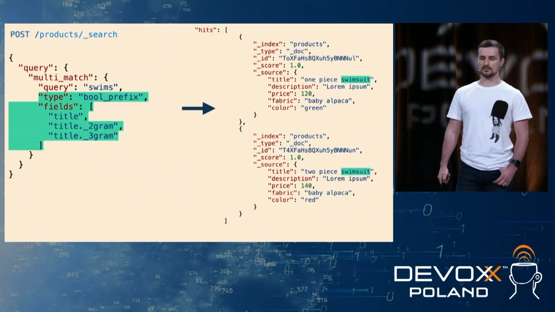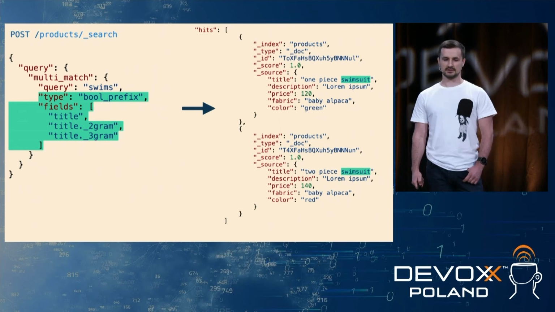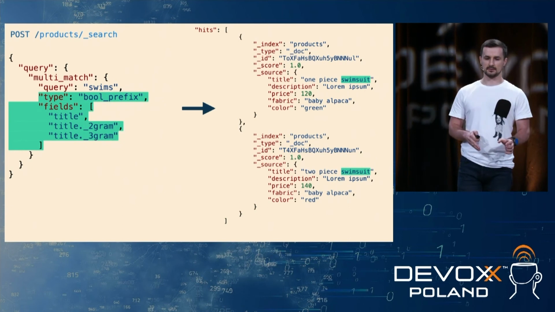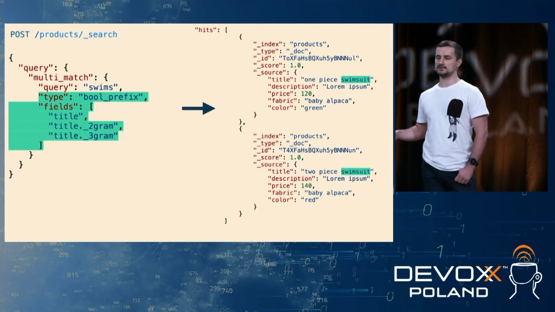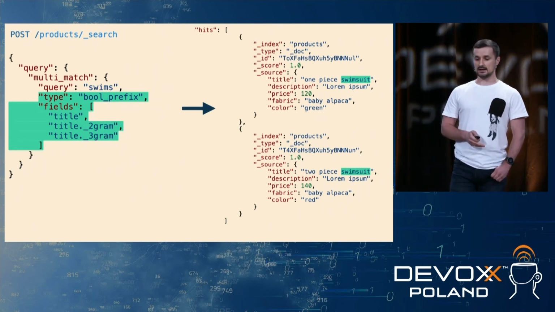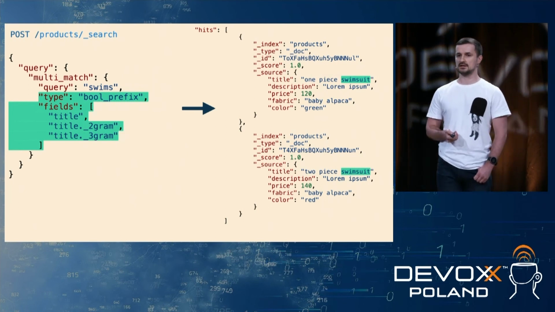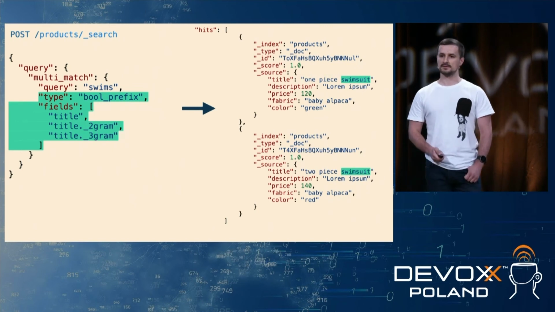All right, so we need a specific query to get the autocomplete, namely the bool prefix query, so that the word begins with what we have here. And we're querying the title and the 2 subfields of title, so 2 grams and 3 grams, and we get 2 swimsuits. So that's nice. We can display that as the autocomplete suggestions right now. And that's it for the queries.